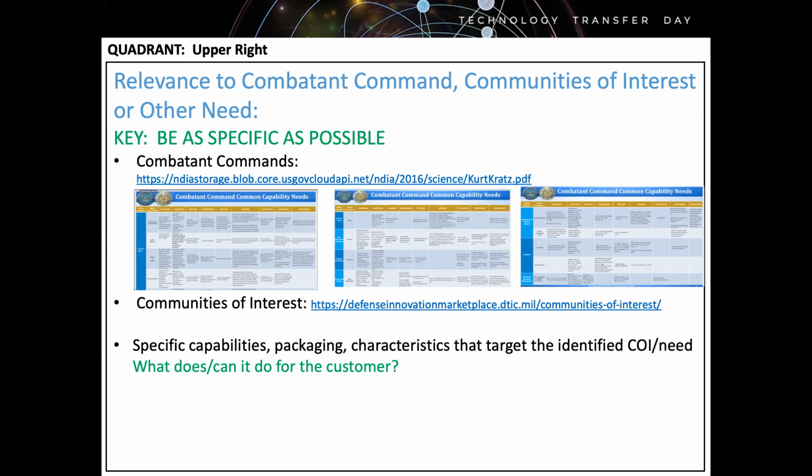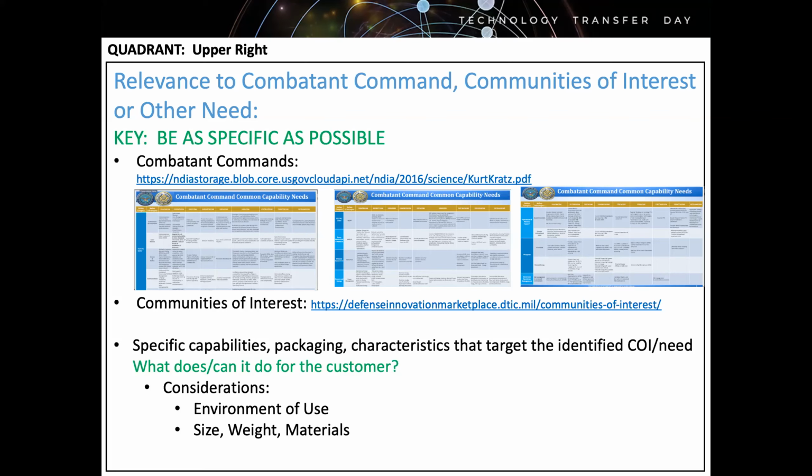But also, think about if you have been able to identify a particular combatant command or community of interest, where is your solution going to be used, right? What is the environment that it's going to be used in? How is it going to get there? These are questions that the technology scouts are going to ask you. So you need to think about, where does your solution fit into the workflow of the organization that you are hoping to work with, and take into consideration not only where it fits, but how does it get there?